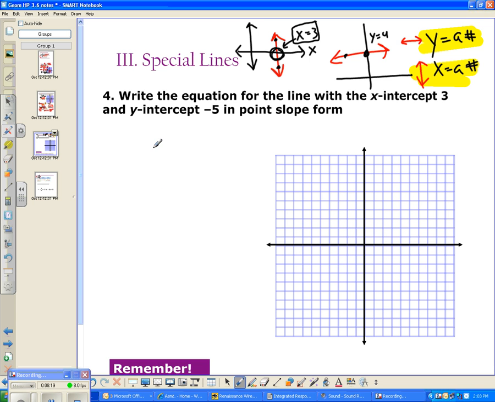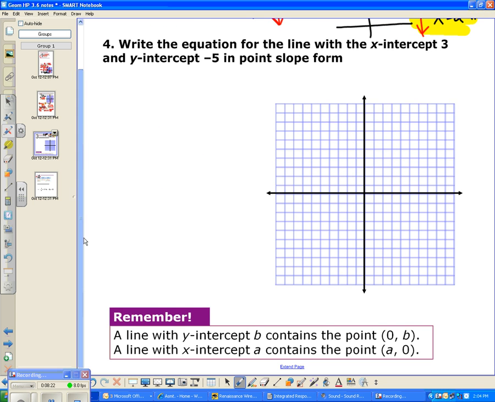Okay, so for number 4, and I have it written down for you here as well. Number 4 says write an equation for the line with x-intercept of 3. X-intercept at 3. I don't think this is going to be a special line. I don't know why I put this in here. Sorry. Let's do this one anyways, even though this is my bad.